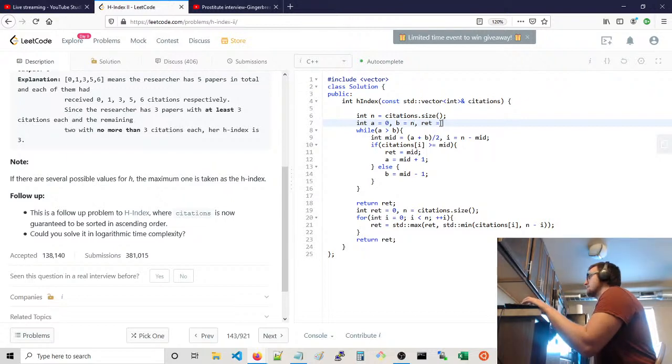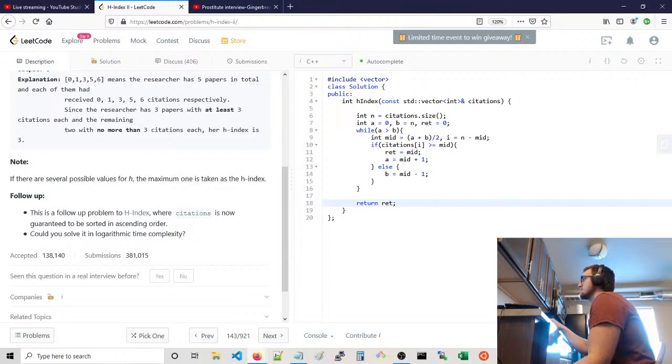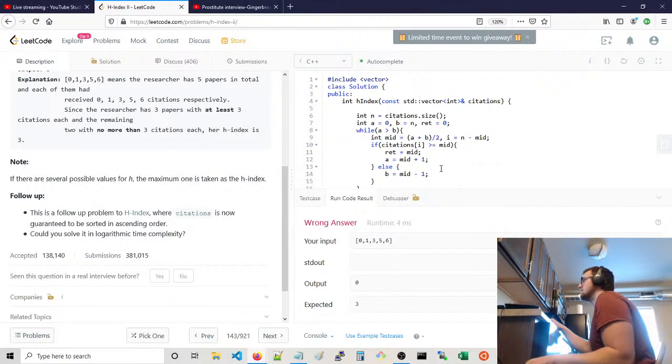Yeah, I guess we do have this ret value that we have here. I think that's it. Something like this. I don't actually know. Wrong answer. Nice.